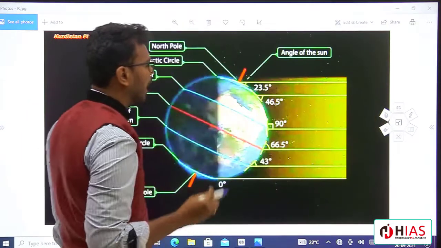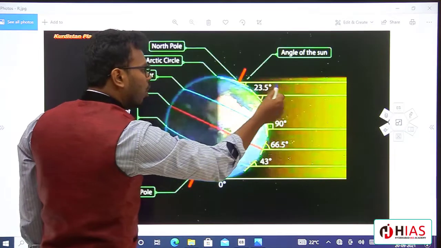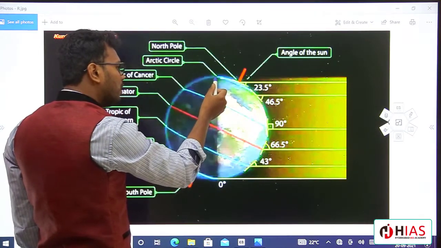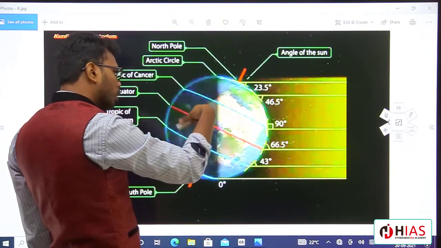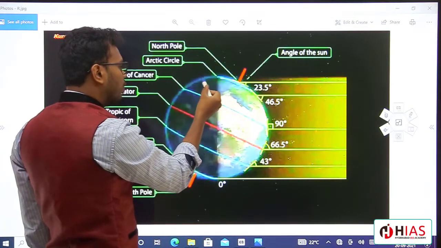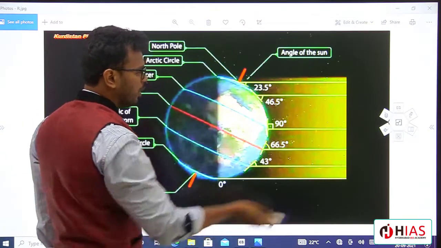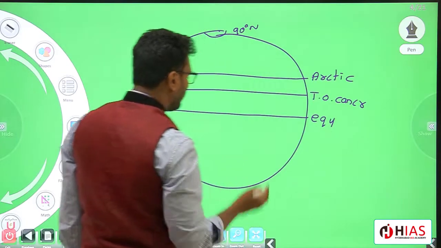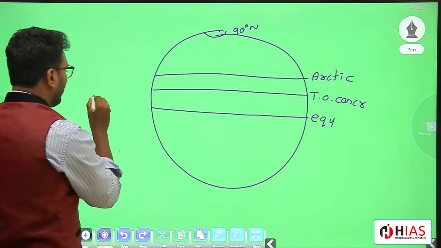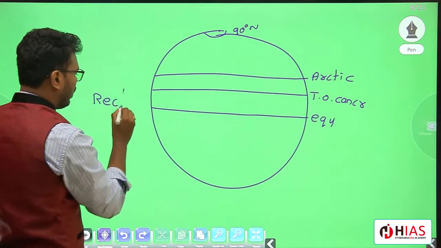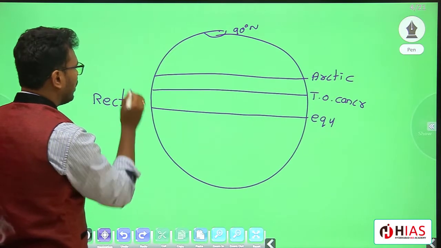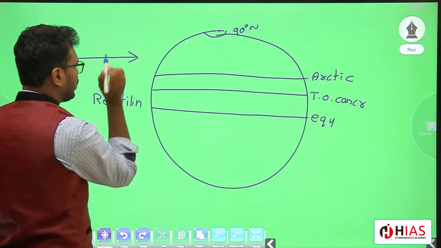Some people will also have a doubt, sir: when the sunlight is falling in this manner, after reaching this place, why doesn't the sunlight pass through this place also? Why doesn't the sunlight start bending over here? So there is a property of light, and that property is the rectilinear propagation of light. Rectilinear means that light always travels in a straight line.